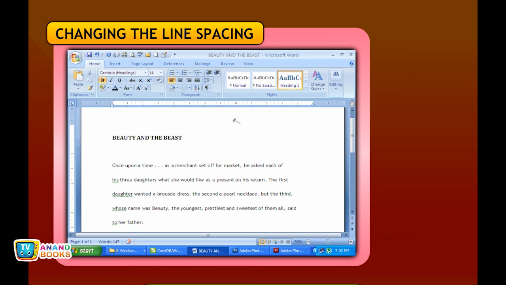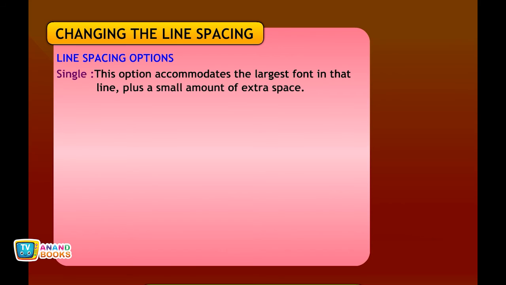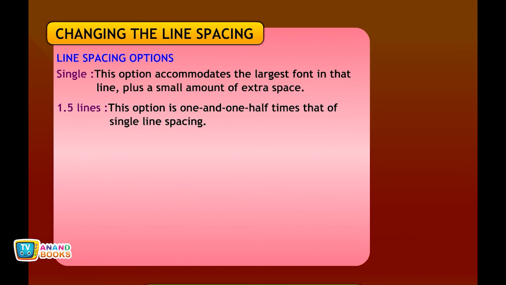To set more precise spacing measurements, click Line Spacing Options and then select the options that you want under Spacing. Line spacing options. Single. This option accommodates the largest font in that line, plus a small amount of extra space. 1.5 lines. This option is one and a half times that of single line spacing.